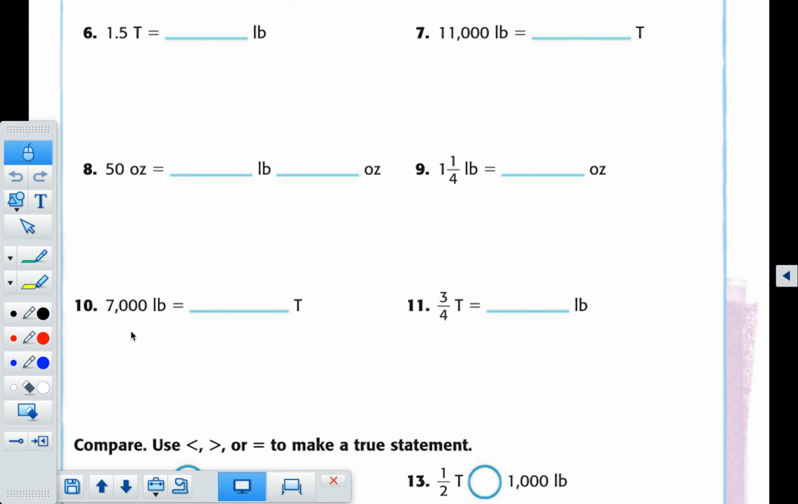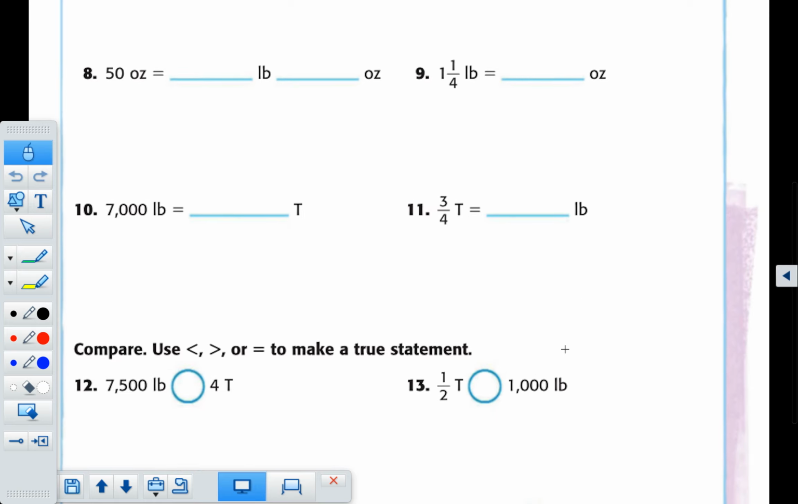Same thing for number 10. We're going from pounds to tons. So here we're going to divide. Here we're going from tons to pounds. So here we will multiply.